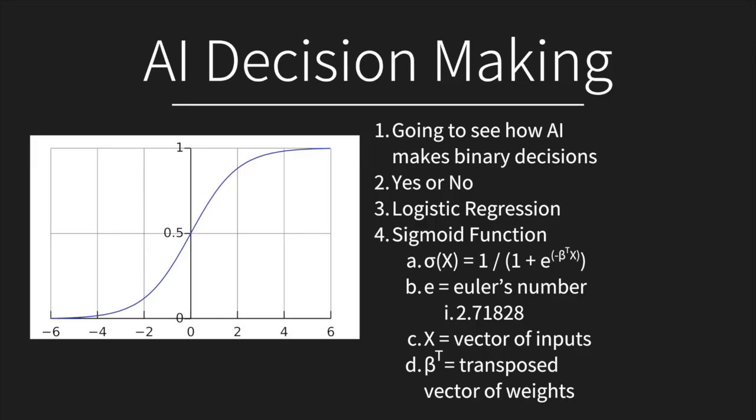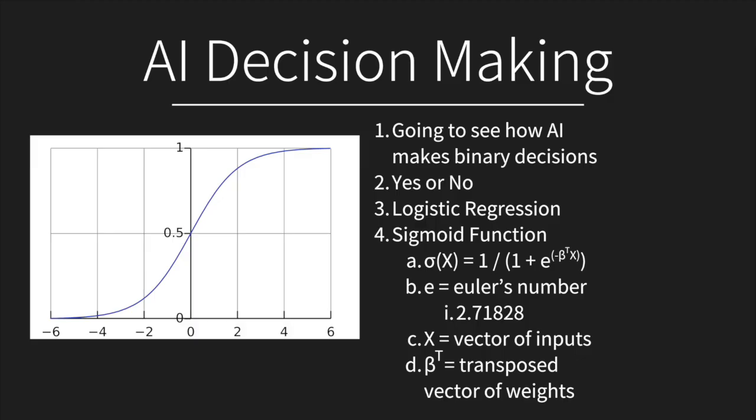The yes-no model is called logistic regression, and it uses this function called the sigmoid function that outputs a probability between 0 and 1, and here's a graph of it. And basically you set a cutoff probability, and anything greater than the cutoff probability is yes, and anything less is a no. So that's how AI makes decisions in a nutshell. It's pretty simple, pretty basic.